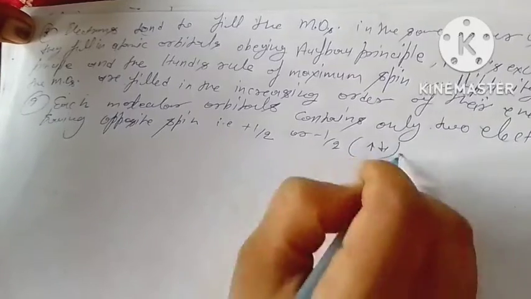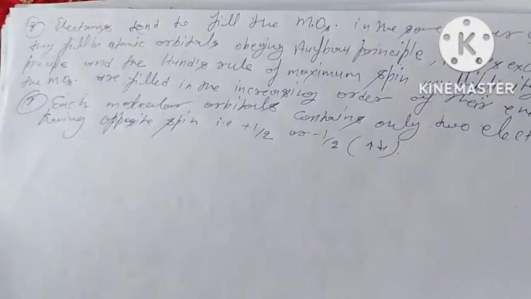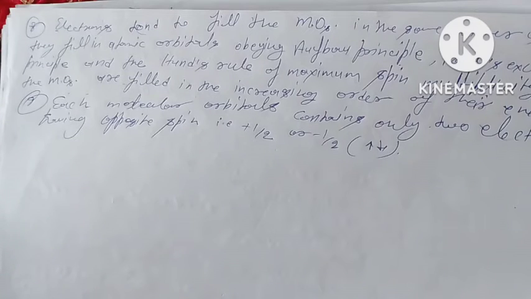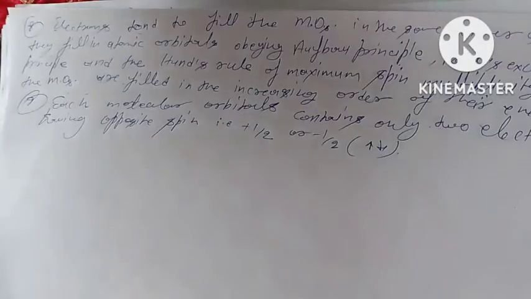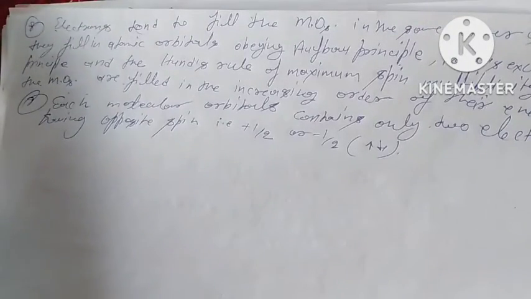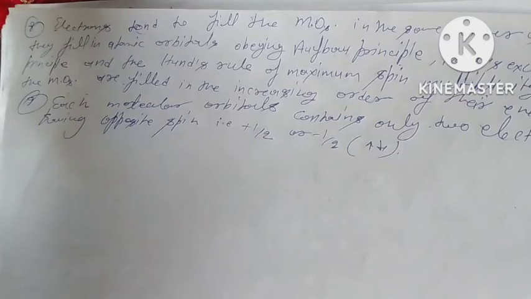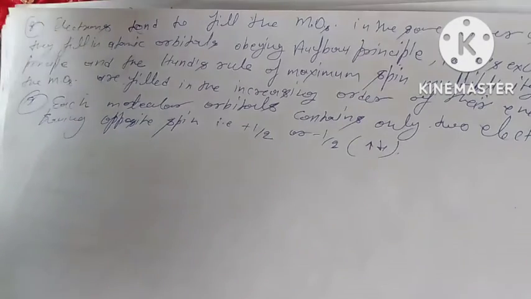Thank you. Next is molecular orbitals. What is a molecular orbital? We will also learn about the formation of molecular orbitals, electronic charge density of molecular orbitals, conditions for the formation of molecular orbitals, the types of molecular orbitals, and the difference between bonding and anti-bonding molecular orbitals.